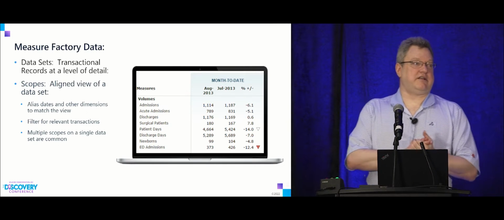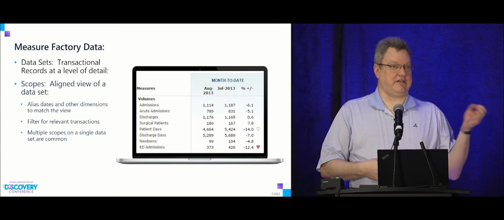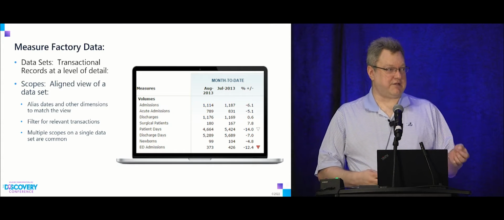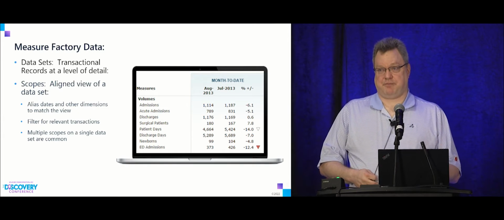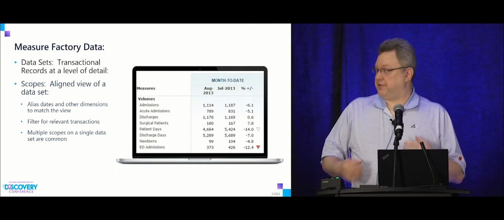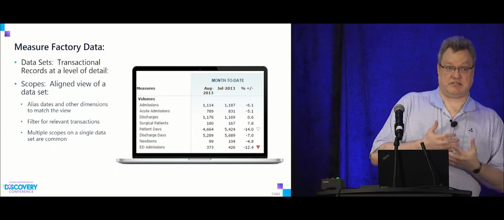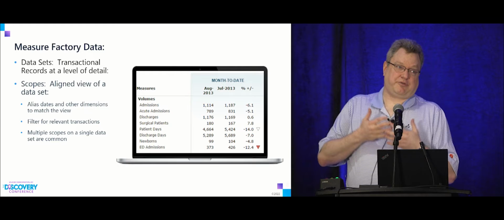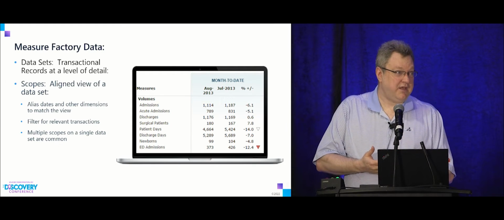They're transactional data on some topic. Scopes take those data sets and align them so that we always add things up the right way when you build something off that scope. Classic example, if you look at the measures that I have here, the first and third lines are admissions and discharges. Those are both counts of patient encounters in a hospital.